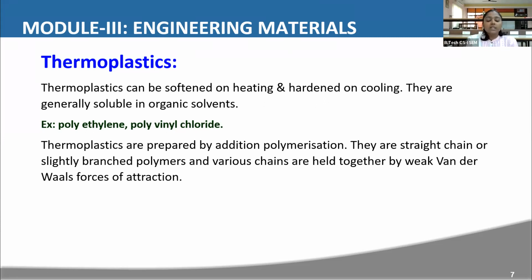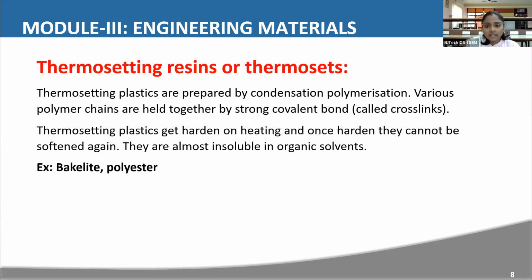Thermoplastics are prepared by addition polymerization. They are straight chain or slightly branched polymers, and various chains are held together by weak van der Waals forces of attraction. The next one is thermosetting resins, or thermosets. Thermosetting plastics are prepared by condensation polymerization. Various polymer chains are held together by strong covalent bonds. In thermoplastics, weak van der Waals forces of attraction are present. In thermosetting, covalent bonds are present. That's why thermosetting plastics are highly stable.